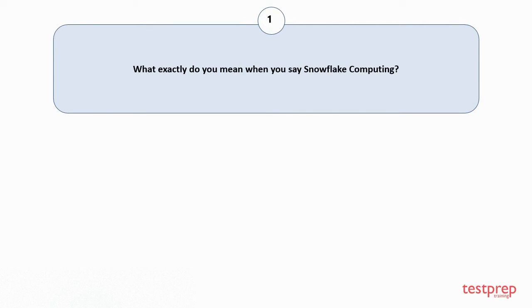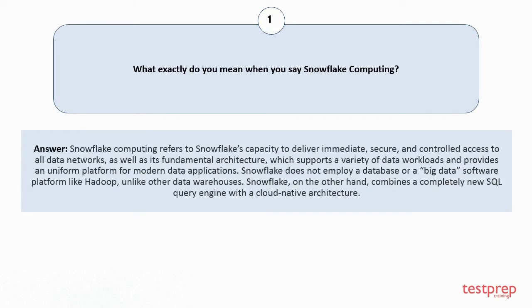Your answer is, Snowflake computing refers to Snowflake's capacity to deliver immediate, secure, and controlled access to all data networks, as well as its fundamental architecture, which supports a variety of data workloads and provides a uniform platform for modern data applications. Snowflake does not employ a database or a big data software platform like Hadoop, unlike other data warehouses. Snowflake, on the other hand, combines a completely new SQL query engine with a cloud-native architecture.